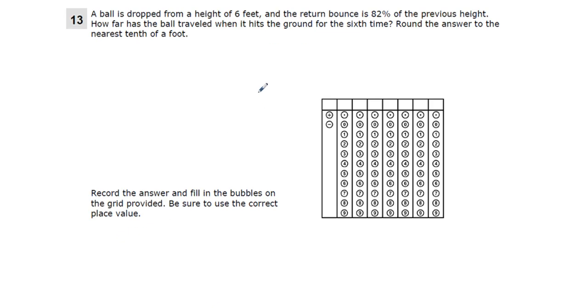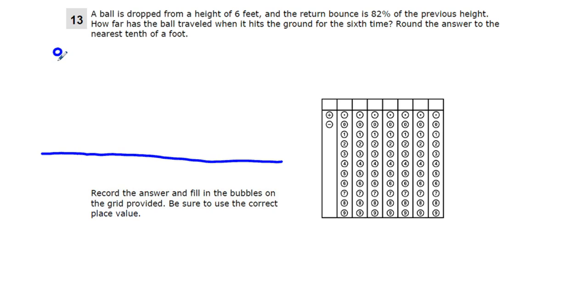Okay, 13. A ball is dropped from a height of 6 feet. Each bounce is 82% of its previous height. How far has the ball traveled when it hits the ground for the 6th time? So we've done this a little bit in class. I prepared for this last year. It didn't show up in last year's test, but you never know. This is in the sample problem.